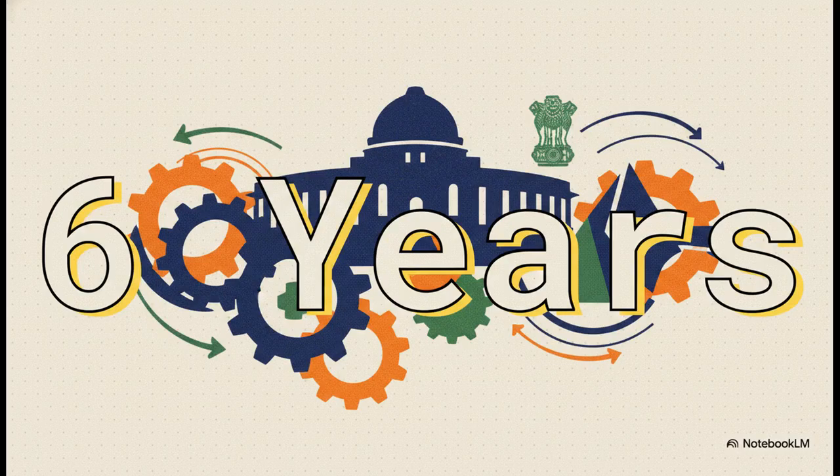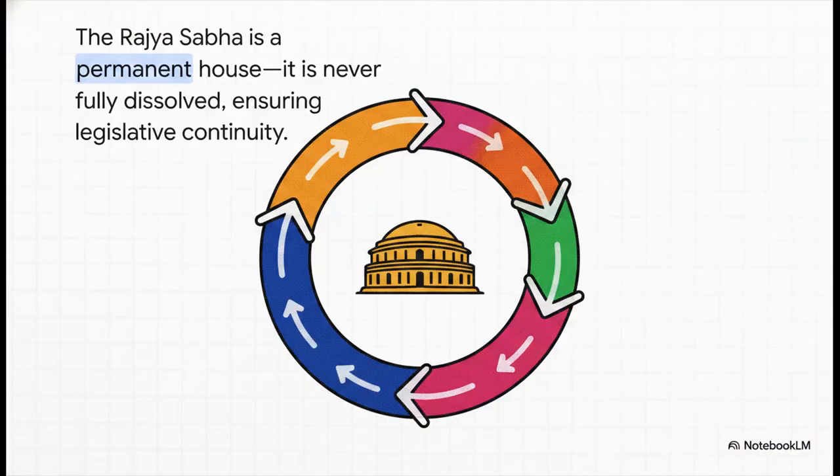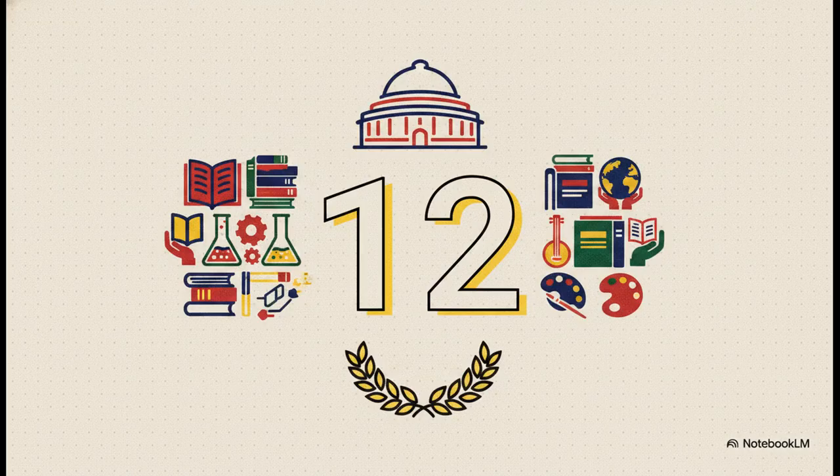And how long do they serve? 6 years. Members of the Rajya Sabha have a 6-year term, which is meant to give them a longer, more stable perspective on things. And this is a super important feature. The Rajya Sabha is a permanent house. It never gets completely dissolved. Instead, it's a staggered system. 1/3 of its members retire every 2 years, and elections are held for just those seats. This is fantastic for continuity, because it means there's always a legislative body in session, even if the Lok Sabha gets dissolved.